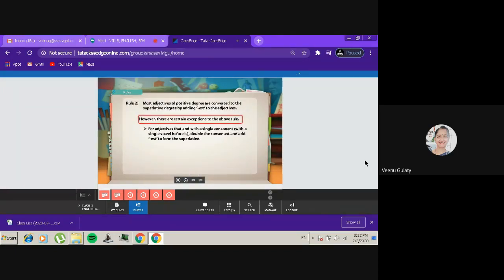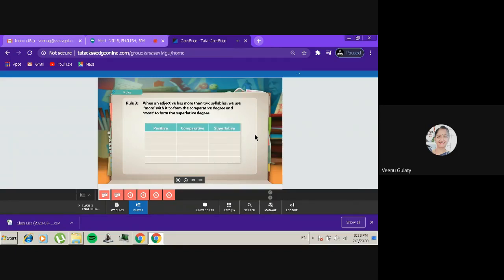For adjectives that end with a single consonant, with a single vowel before it, double the consonant and add est to form the superlative. For example, fat, fattest. Mad, maddest. Hot, hottest. Here also it's taking the same rules as before. When an adjective has more than two syllables, we use more with it to form the comparative degree and most to form the superlative degree. Here are some examples.